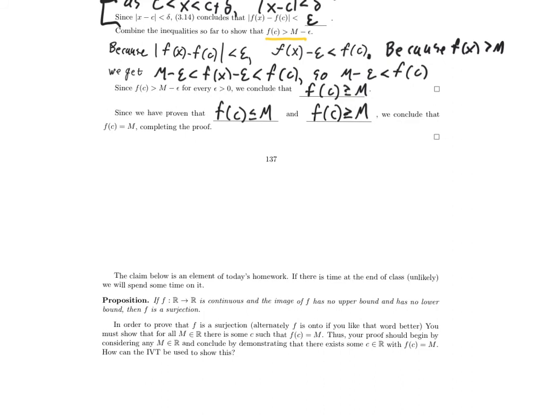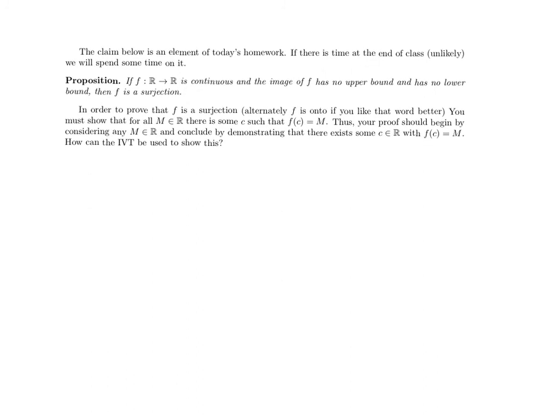So you can stop right here if you want to, but I think I want to talk you through one last application, which will be closely related to the homework. So I think I'm even going to talk through the proof of this proposition. It isn't one of the propositions that I'll grade, but let's do it. If f from R to R is continuous, and the image of f has no upper bound and has no lower bound, then f is a surjection.